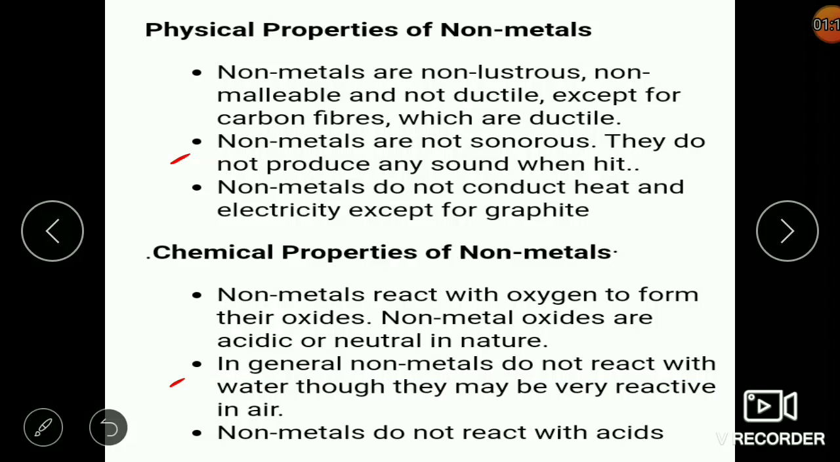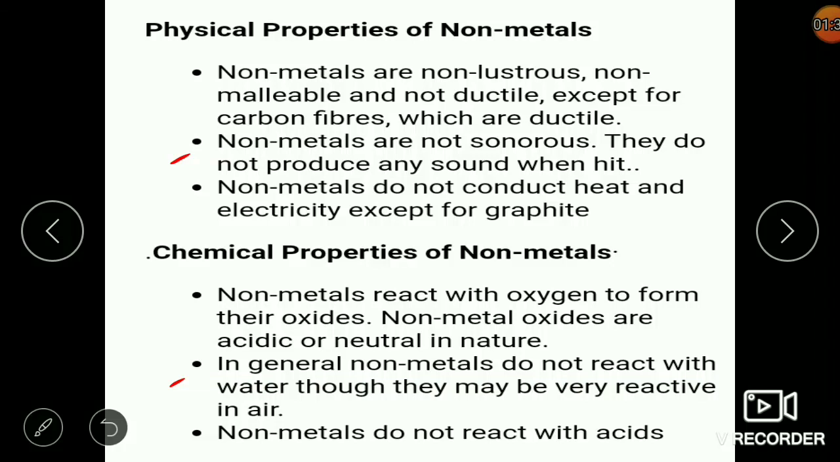Now, what are the chemical properties of non-metals? Non-metals react with oxygen to form their oxides. Like metals, non-metals also react with oxygen and they form non-metallic oxides. The nature of non-metallic oxides is acidic or neutral. Now, what does acidic nature mean? They will change the color of blue litmus to red.